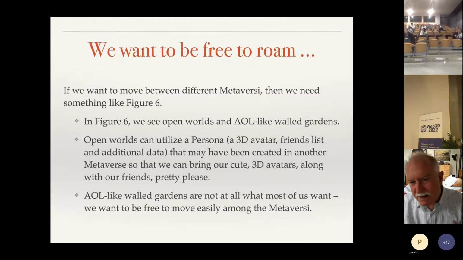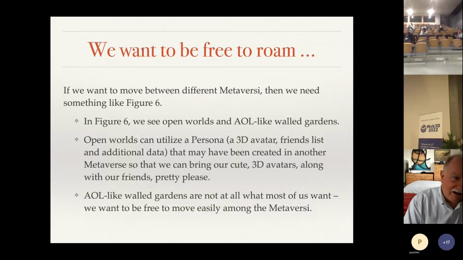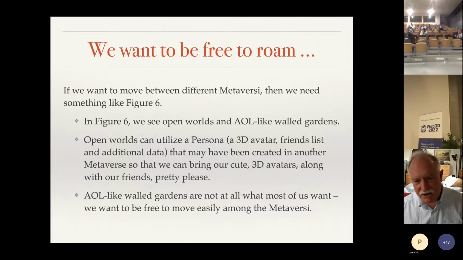If we want to move between different metaversi, I mean walk from Roblox to Fortnite, then you need something like figure 6, which is coming up. In figure 6, we see open worlds and an AOL-like walled garden. Open worlds can utilize a persona, which is a 3D avatar, your friends list, and additional data that may have been created in another metaverse, so that we can bring our cute 3D avatars along with our friends, pretty please. And trying to bring that friends list is going to be like the biggest war ever, I think. AOL-like walled gardens are not at all what most of us want, and we want to be free to move easily among the metaverse.